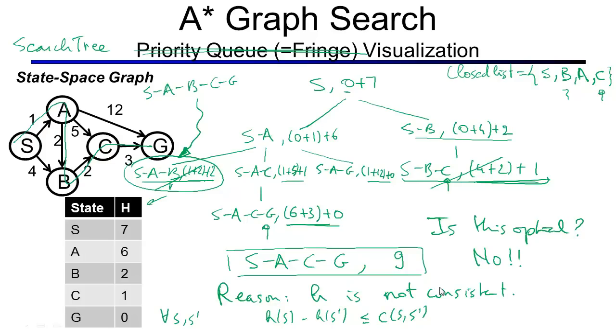Now let's see if we can find the violation in our problem here. Yes, found it. Let S be A and S prime be B. Then we have the condition H(A) minus H(B) should be smaller than or equal to 2. H(A) is 6. H(B) is 2. We have that 6 minus 2 is 4, which should be smaller than or equal to 2, which is not the case. So we have a violation of our consistency condition, and that's why we don't have a guarantee here that A* graph search would find an optimal path.